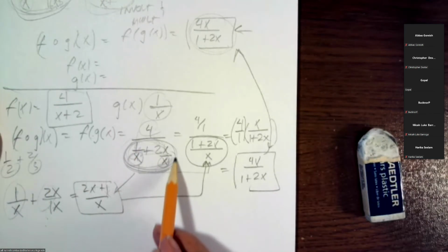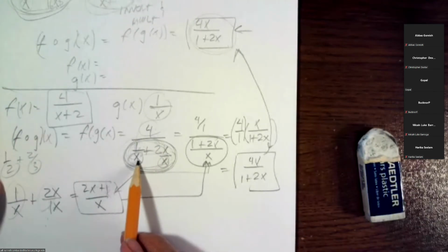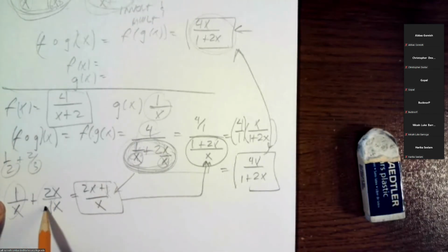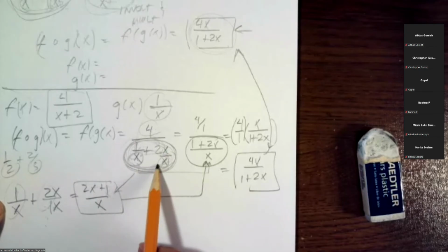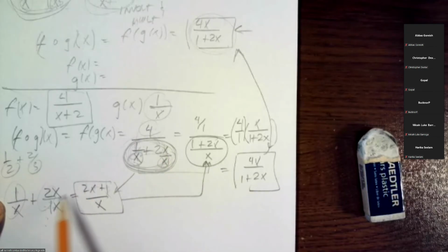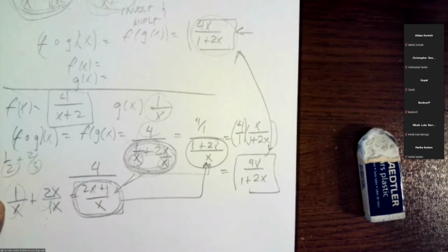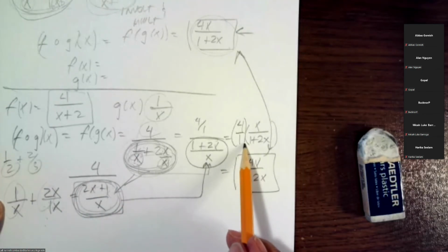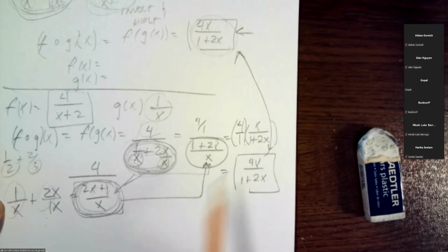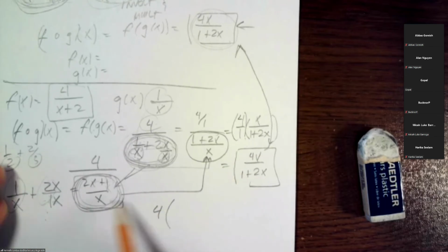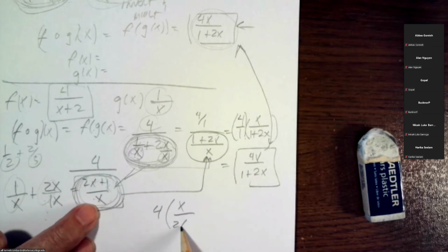Yeah, we're working just with the denominator. Okay. And in order to combine these two terms in the denominator, we had to have a common denominator, which was x. So we simplified the denominator and called it 2x plus 1 over x. That's what the denominator was. That's this. And we had 4 over that thing. So now we continue to simplify by inverting this and multiplying, which is what we did here. So we had 4 times inverting this and multiplying, x over 2x plus 1.